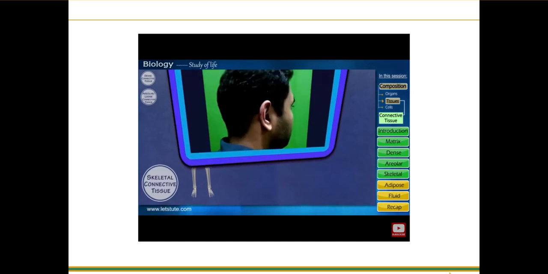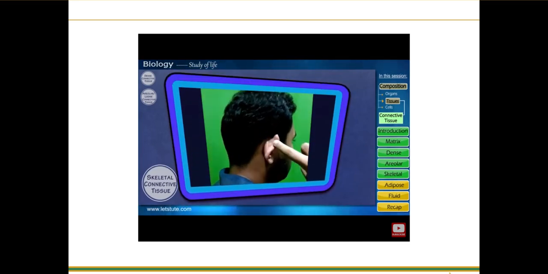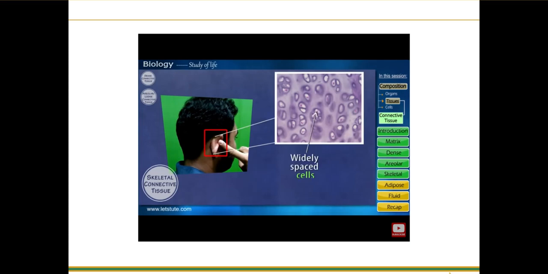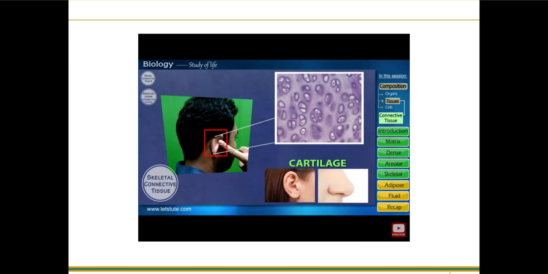But there's one more tissue in this type. Have you ever tried folding your earlobe? It bends easily, right? That is because the cells here are widely spaced and the matrix is cheese-like, firm and slightly elastic. This tissue is called as a cartilage. Yes, the earlobe, nose tip and many more such areas are made up of cartilage.